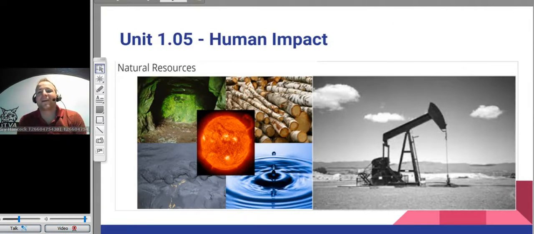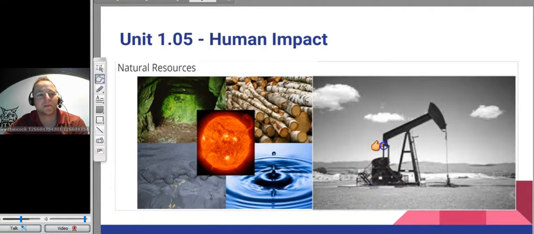Okay, some other things that humans impact is natural resources, okay? So we only have a finite amount of natural resources. So as you can kind of see over here, let me get my little pointer out. So we have like coal and mining. Wood is a natural resource. Some areas, they don't use wood to build, like over in Europe, because they've cut down most of the trees. Okay, sunlight is actually a natural resource. Water is, okay?